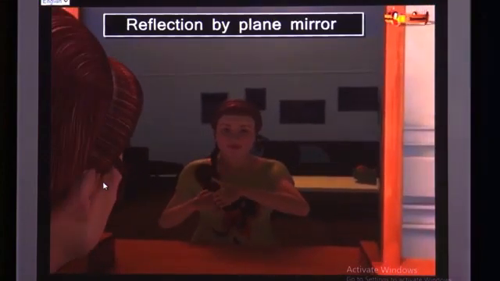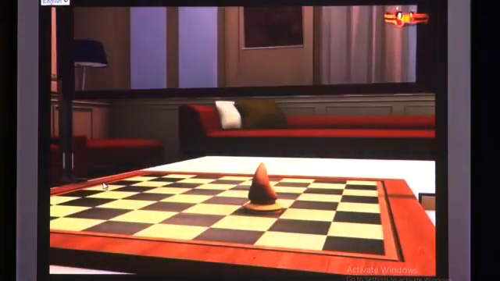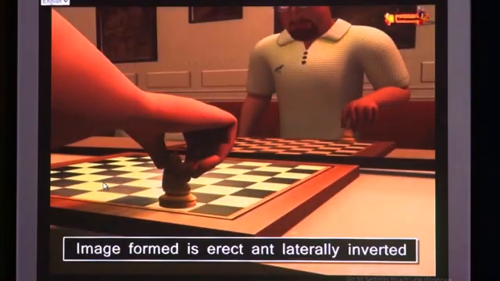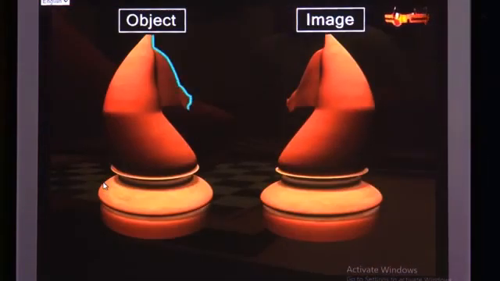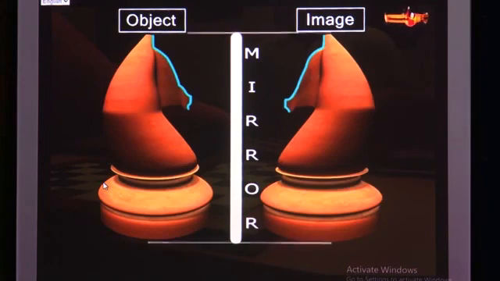Let us now study about the reflection by a plane mirror. A plane mirror is a smooth, plain polished surface that can reflect light. Fix a plane mirror at one end of the chessboard. The image formed in a plane mirror is erect and laterally inverted. That is, the left side of the object appears on the right side of the image and vice versa. Also, the size of both the object and its image is always the same.